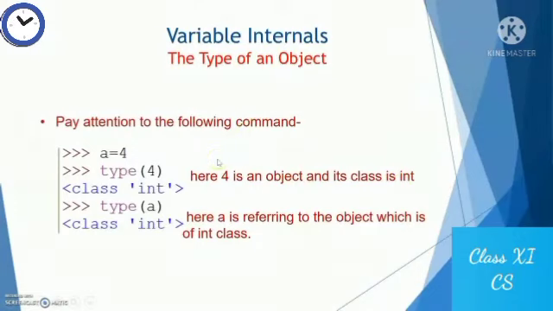Variable internals. Here we are using one function, the type function, which gives the type of an object. A equal to 4, type of 4. The type of 4 is displayed as class int. Next, the type of A. Here A is referring to an object of int class, right? So the type of A is displayed as int. In order to get the type of an object, which function do we use? Yes, the type function. id will return the memory location, right? But type will return what type the object is. That is returned by the type function.